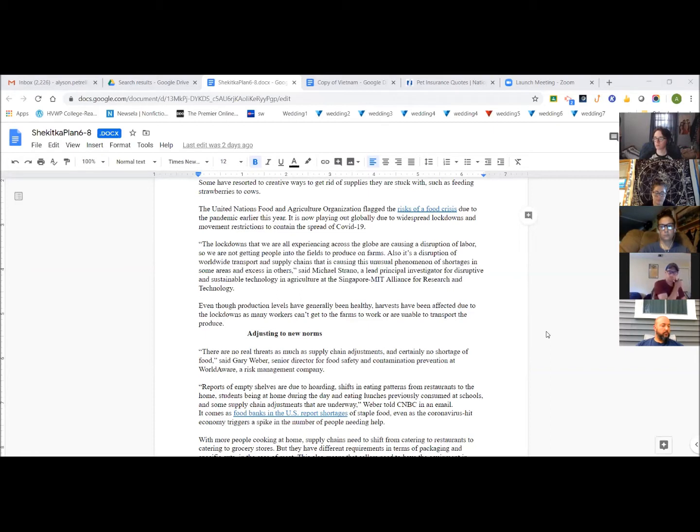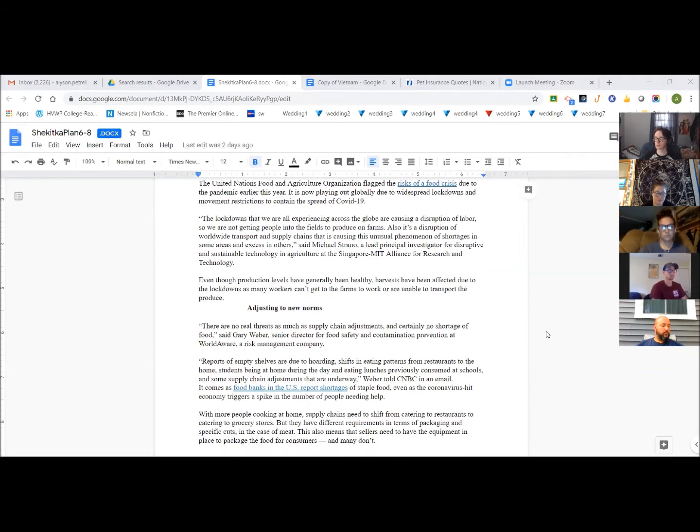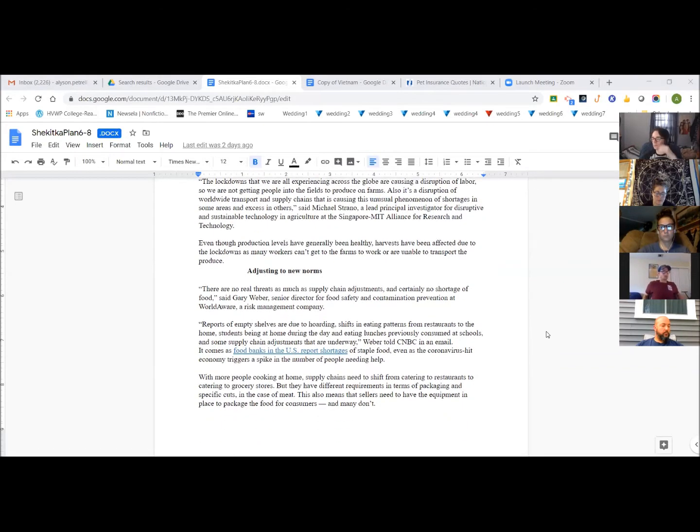So we are not getting people into the field to produce on farms. Also, it's a disruption of worldwide transport and supply chains. And so there's that term supply chains popping up. That is causing this unusual phenomenon of shortages in some areas and excess in others, said Michael Strano, a lead principal investigator for disruptive and sustainable technology in agriculture at the Singapore MIT Alliance for Research and Technology.